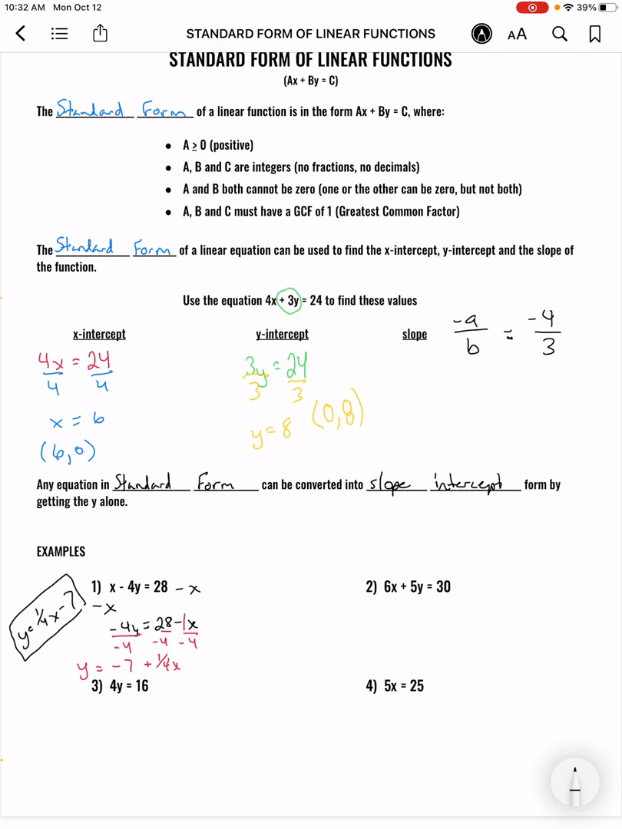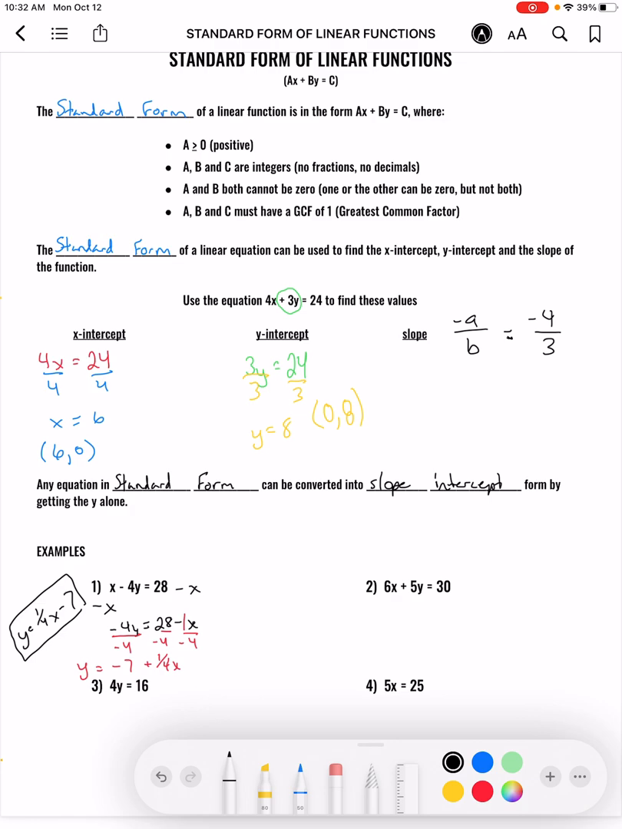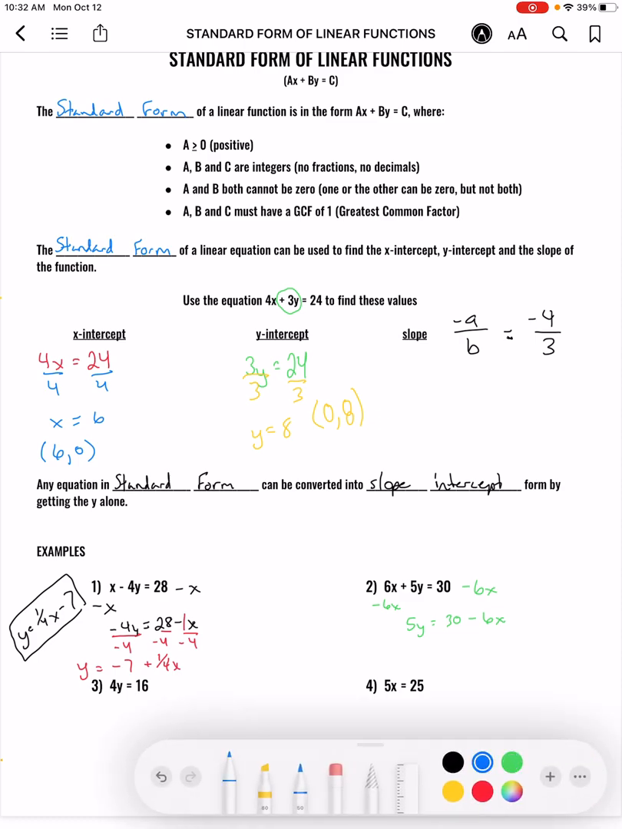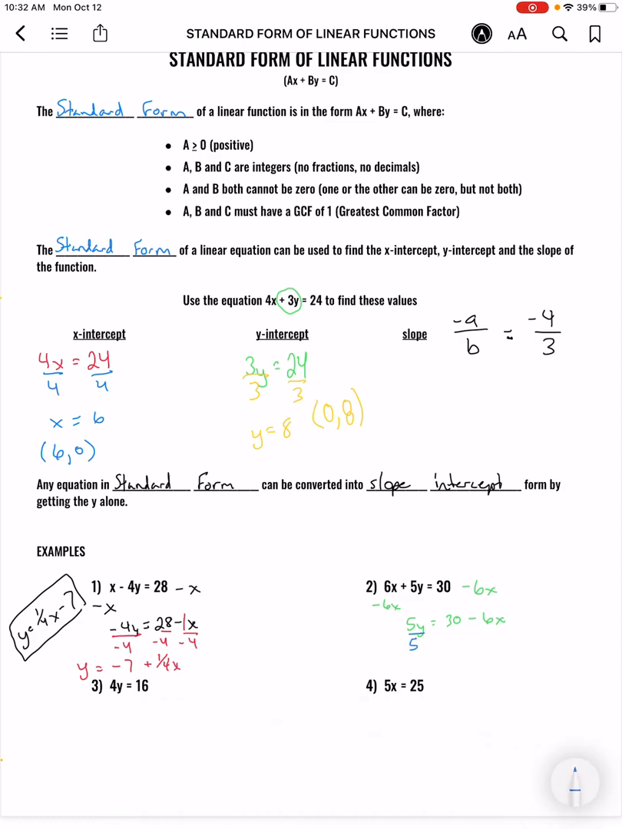All right, going to the second one. I want you to pause the video real quick, and I want you to work on 6x plus 5y equals 30. Okay, hopefully you got a chance to work on that. Again, I'll go over the steps with you. You're going to subtract 6x from both sides. So when we rewrite, it's 5y equals 30 minus 6x. We're going to take and divide both sides by 5. Or take all three parts and divide them by 5.